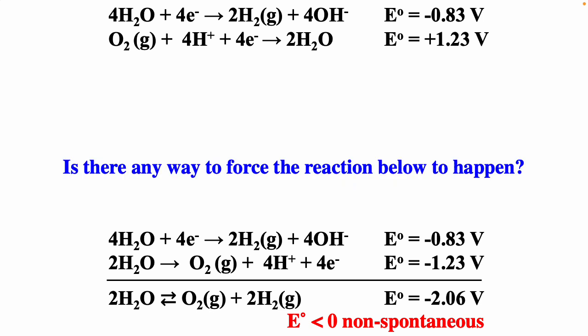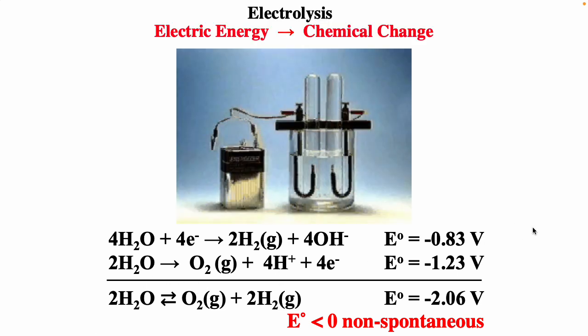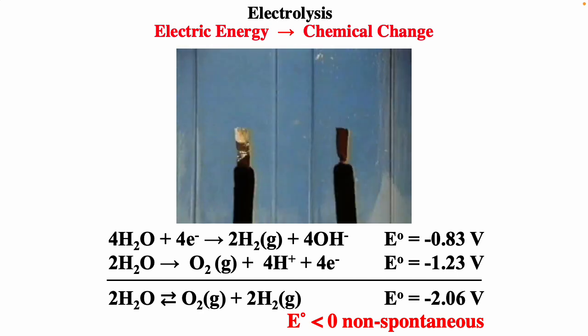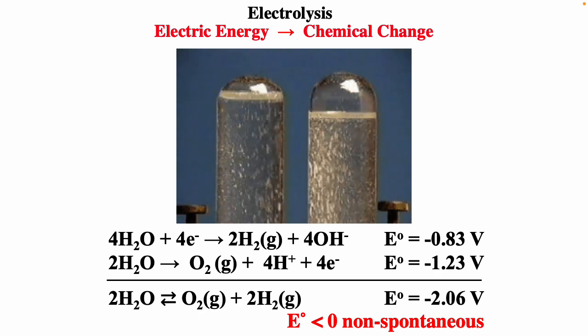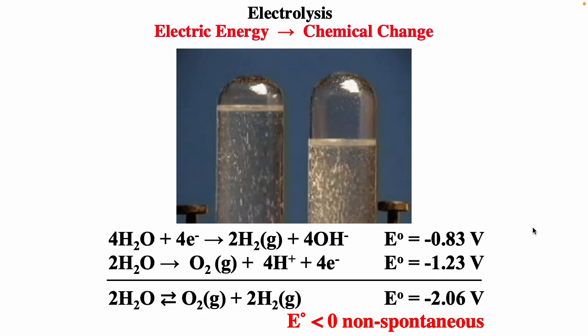Now we can ask ourselves, is there any way of forcing this reaction to occur? It's non-spontaneous, it has a negative potential, a positive delta G naught, and your K is less than 1. Well, if we apply a voltage greater than 2.06, we can actually force this reaction to occur. This is just the electrolysis of water. The decomposition of water is thermodynamically disfavored, but can be made to occur by electrolysis, the application of an external electric current. Here, platinum electrodes transfer electrons between two cell compartments to separate the decomposition products.